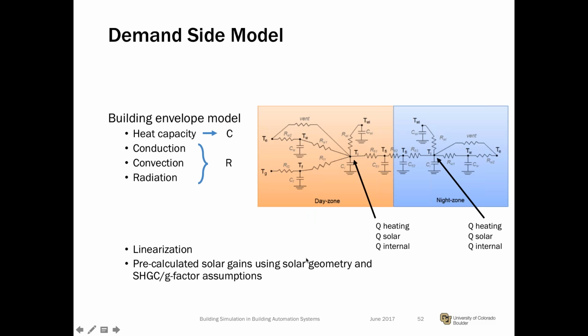How did we do that? We developed a two-zone model for the home. It's again an RC network model for a day zone and a night zone. We have some ventilation here that you can see. Those ventilation terms lead to some nonlinearity, basically a bilinear term that we had to linearize. We could pre-calculate the solar gains and the solar heat gain coefficients.